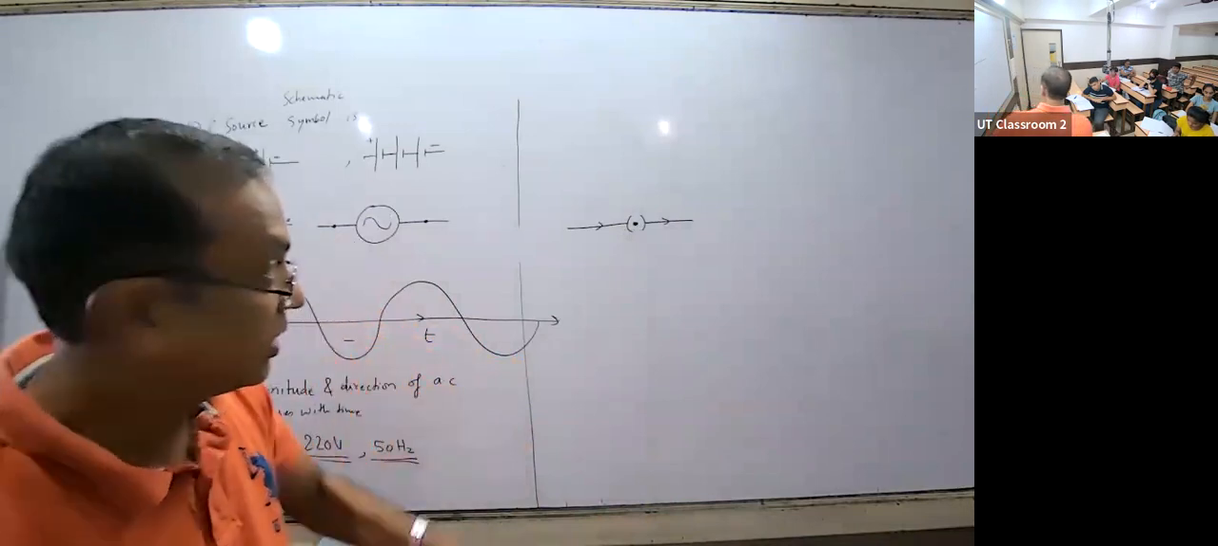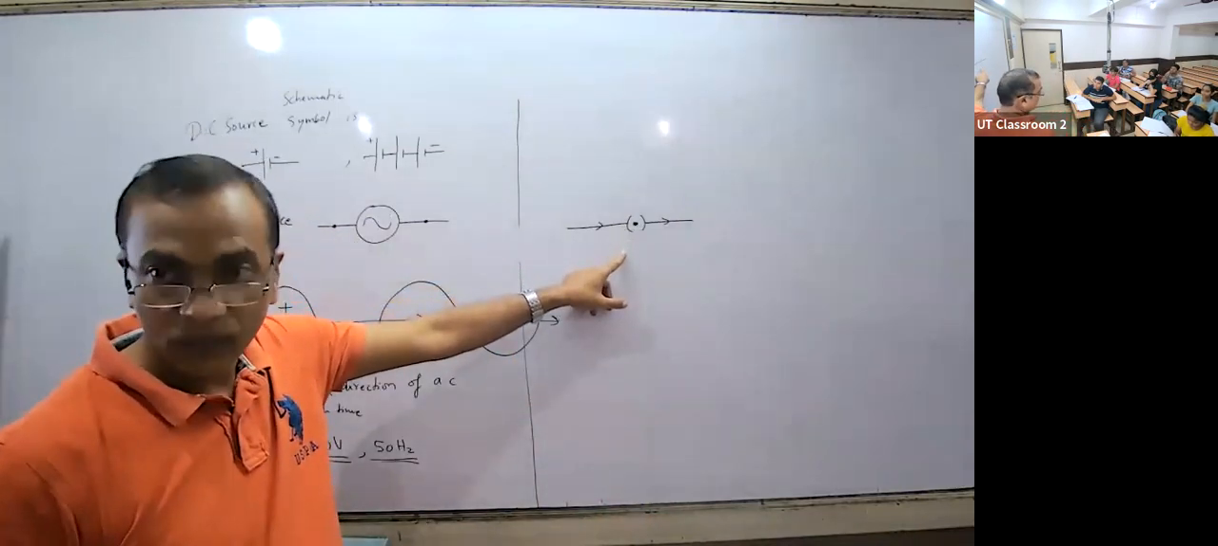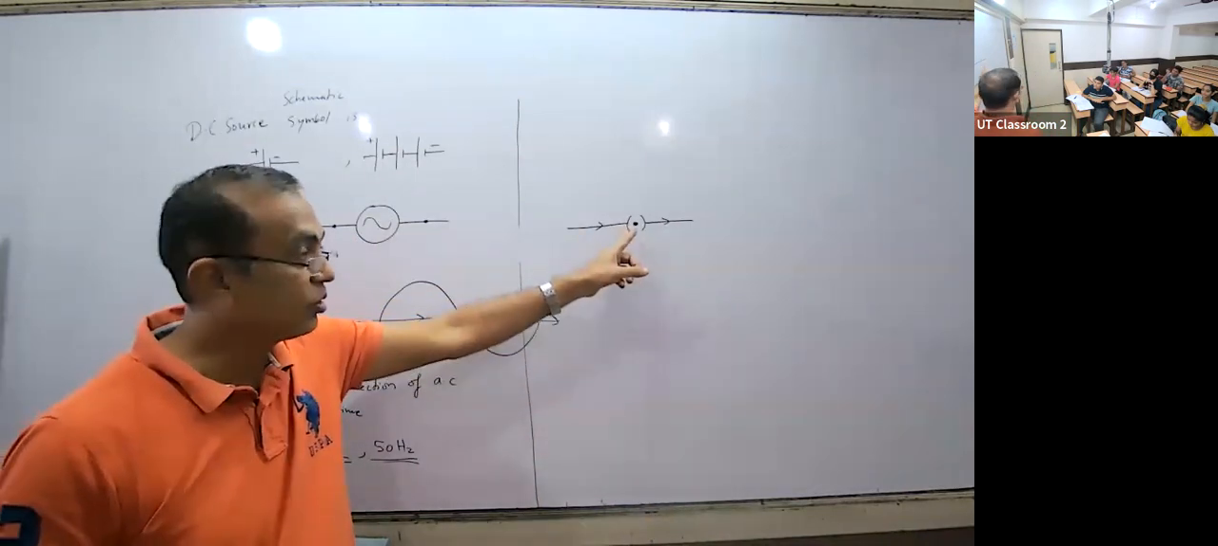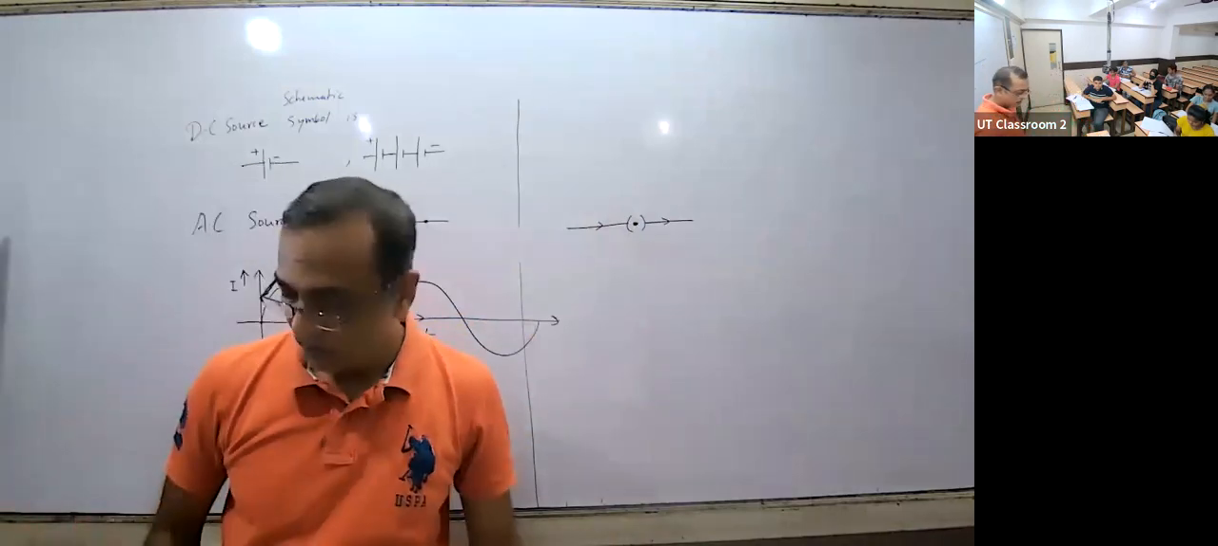So what is the symbol of the key? This is which key? Open or closed? Closed. That means it will allow current. If this dot were not there, it would be open. Very good. Let's go to the rheostat.